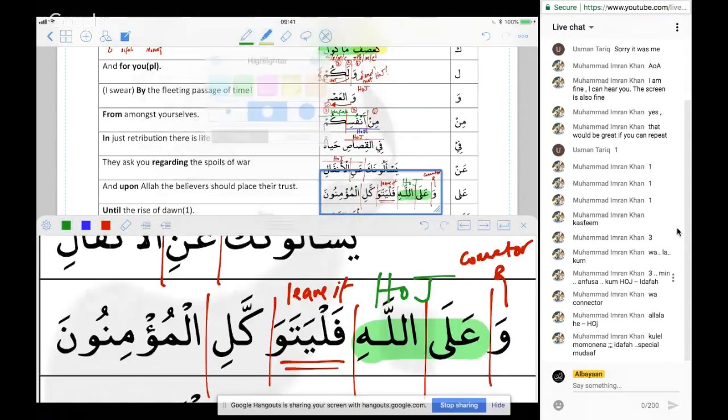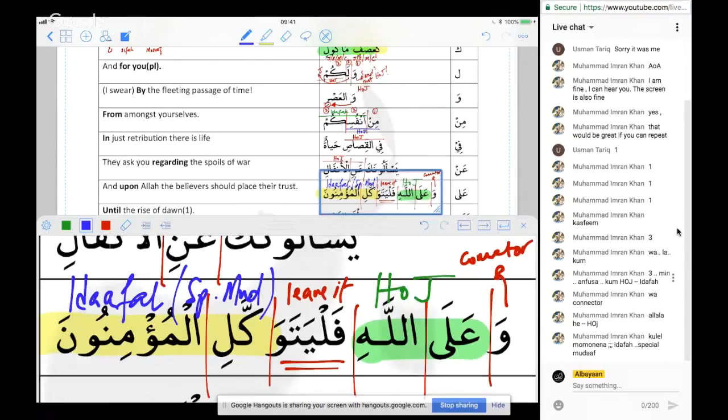Kullil mu'minuna is an idafa. It's an idafa with a special mudaf. Excellent. There are 2 fragments operating here: alallahi, a harf of jar fragment, and kullil mu'minuna, an idafa fragment with a special mudaf, kulli. Okay? Excellent. Very good.